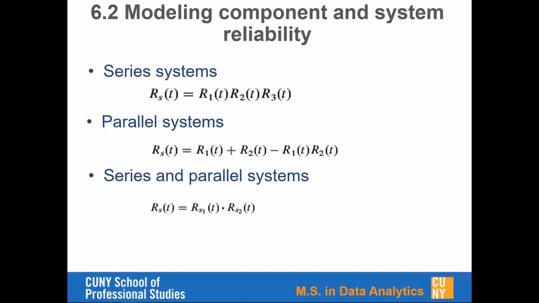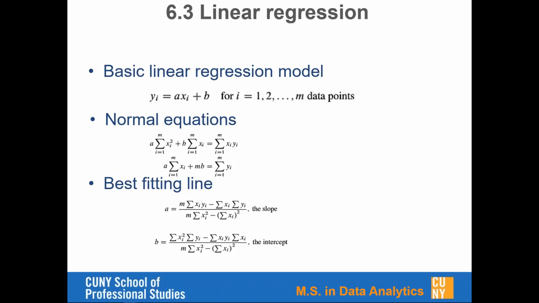And then if it has a series and a parallel, it will be the reliability of series 1 times the reliability of series 2. It happens that series 1 can be a series system, and the second subcomponent could be a parallel system as well. That's how you calculate the system reliability.